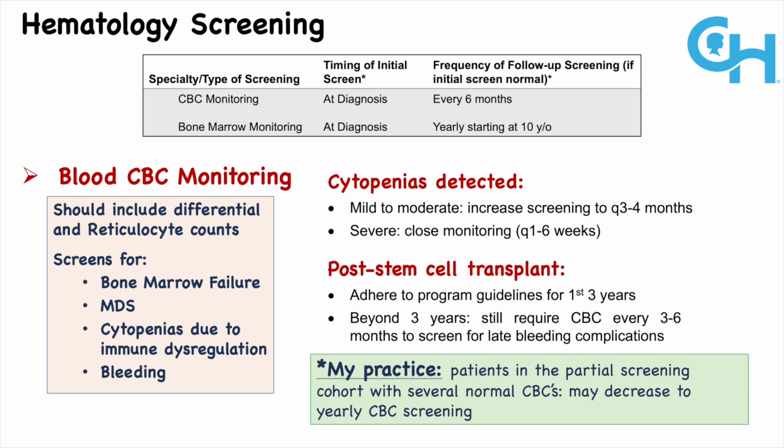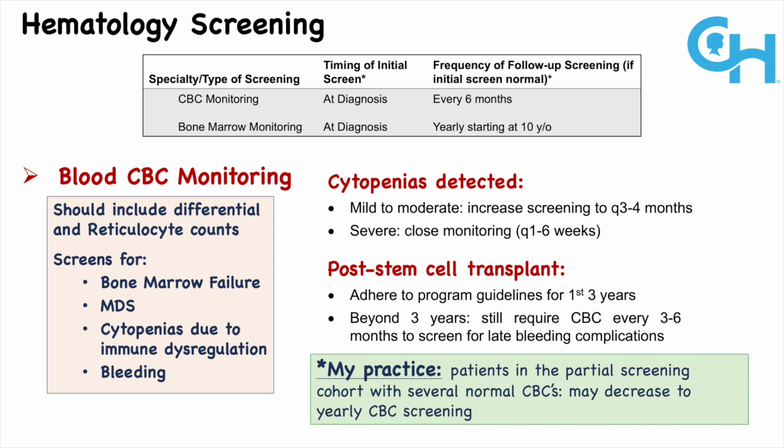So Dr. Bertuch touched on this a little bit earlier today. CBC monitoring should be at least every 6 months while blood counts are normal. And then bone marrow monitoring is done at diagnosis. And then in the guidelines, what we suggested is if there are no severe abnormalities in the bone marrow, to then only start yearly screening after 10 years of age.